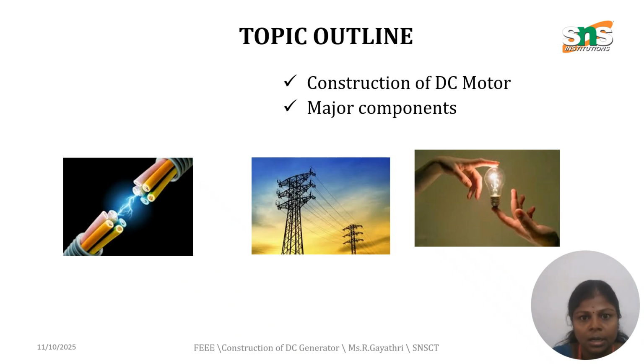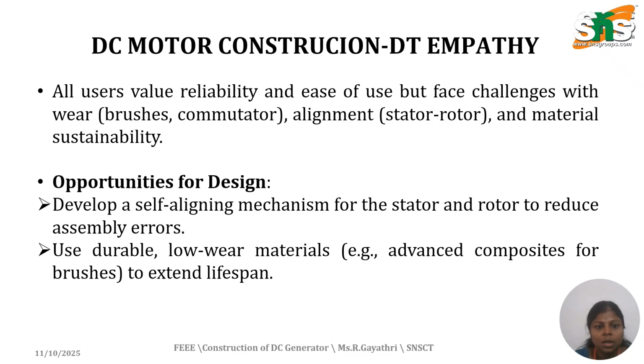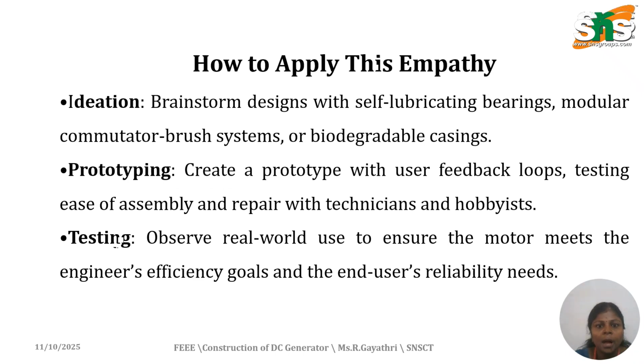Coming to the topic outline, today I am going to discuss the DC motors and the major components present in them. Coming to DC motor construction, in the DC generator, the brushes, commutators, stator and rotor have to be self-aligned. In the case of the motor, it will develop a self-aligning mechanism for stator as well as rotor, and it has durability and low-wear materials to extend the lifespan of the motor. And we can apply this through empathy, ideation, prototyping and testing.